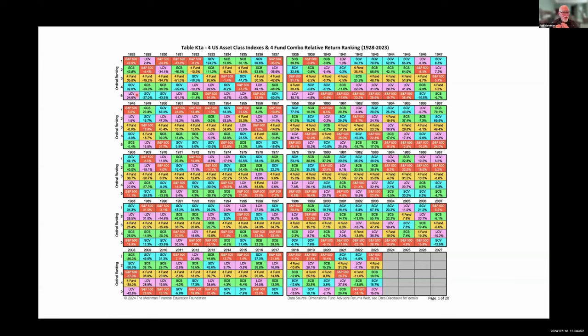So it's got a little bit of something for everyone. It's got something for the accumulator. It's got something for the retiree. And it explores the space fairly thoroughly. And basically what's on the chart are various target date fund combinations.